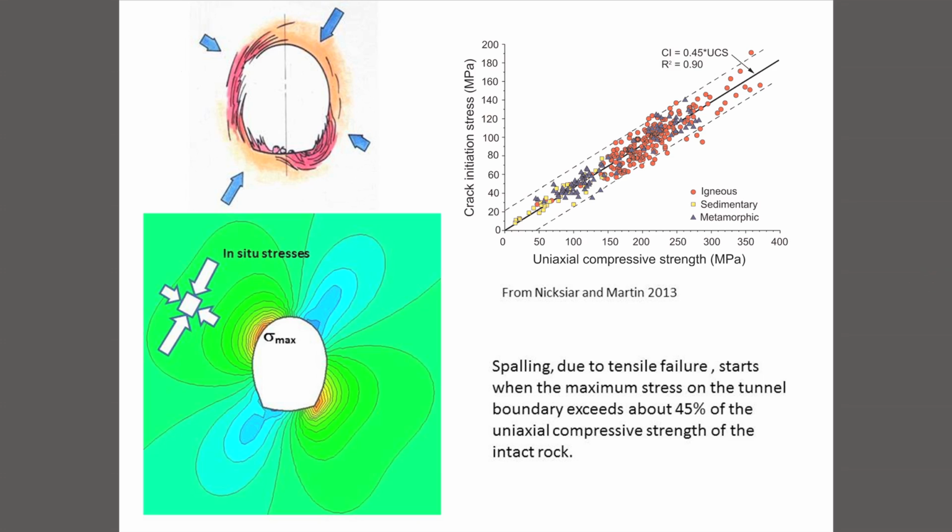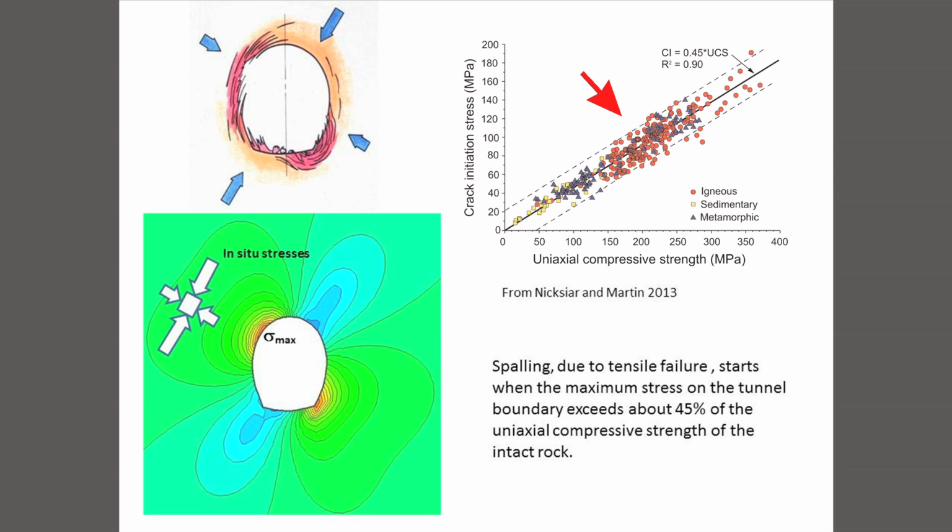Here's an illustration of what I've just said. If you calculate the stresses around that particular tunnel, the concentration of stress will occur at particular points on the boundary, and when that value there, which I've called sigma max, the maximum stress, exceeds about 45% of the uniaxial strength of the intact rock, tensile failure will occur. And that is demonstrated by the graph I've included on the upper right there.